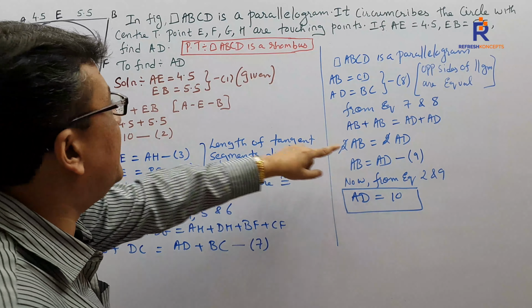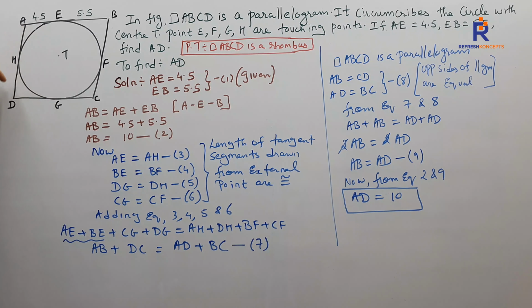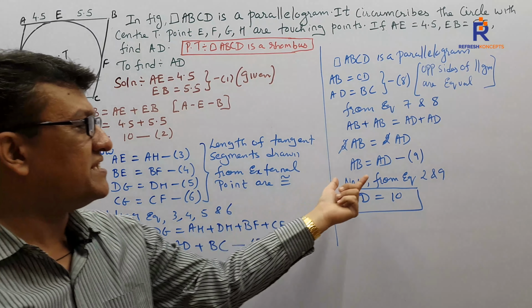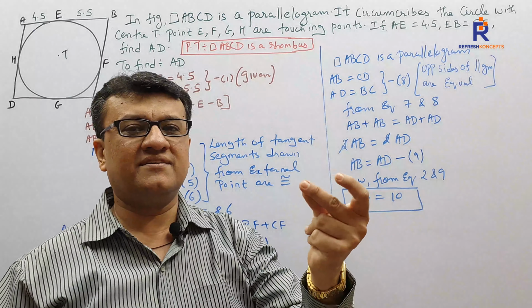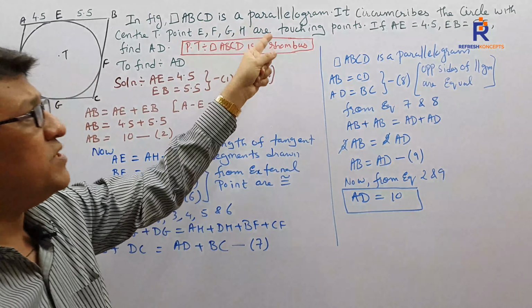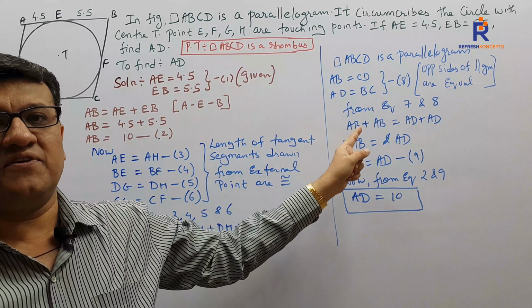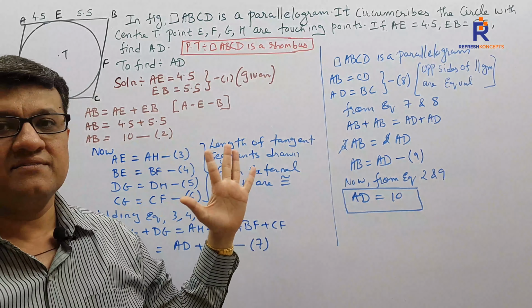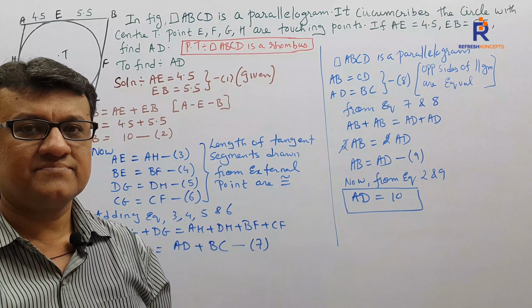What are AB and AD? AB and AD are nothing but adjacent sides. So in a parallelogram, if the adjacent sides are equal, the quadrilateral is a rhombus. Same question, and we have a different proof. Answer remains the same. Did you get it, my children?